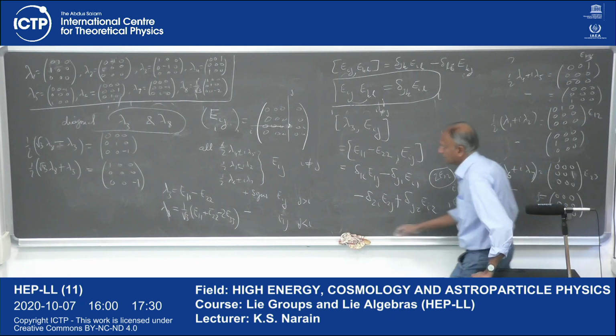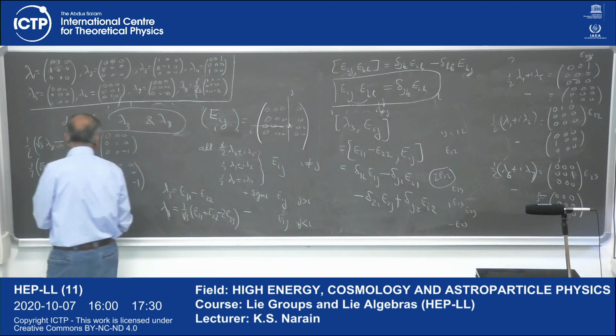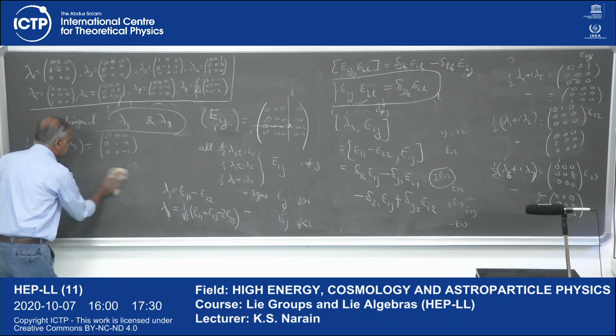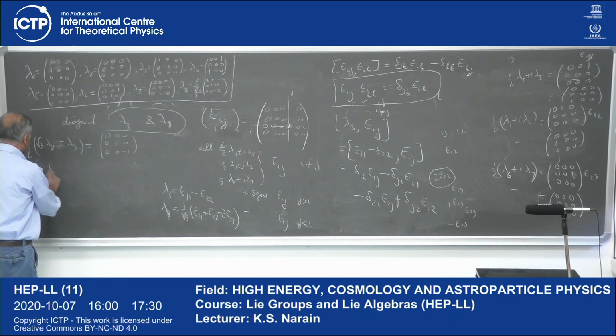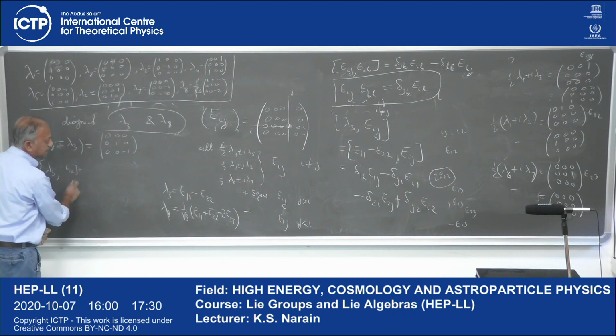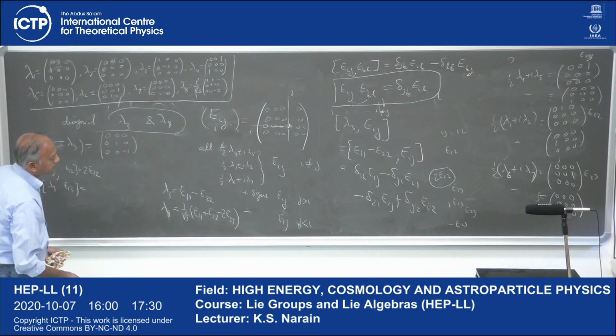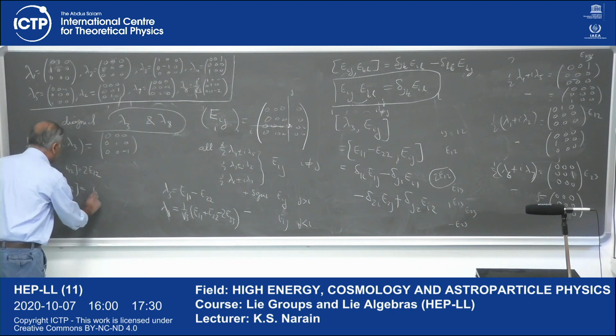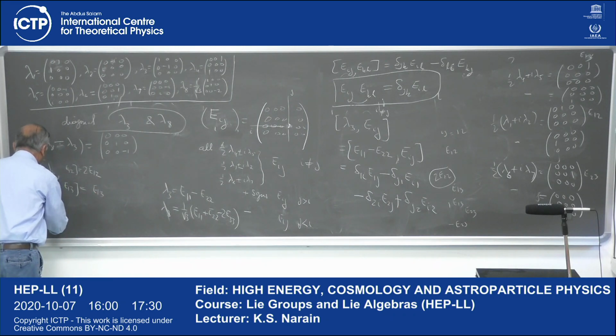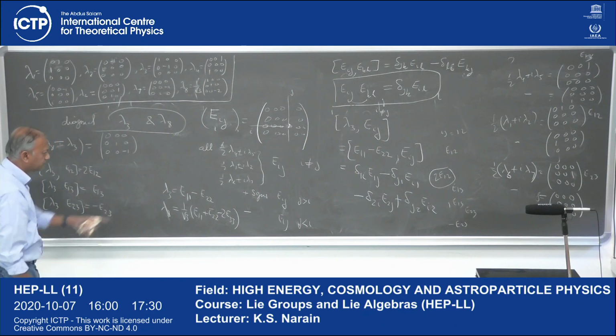Okay. And so what we conclude, I mean, maybe I can erase one of these. We are seeing that lambda 3 commuted with E12 is 2 E12. Lambda 3 with E13 is, we said, 1 E13. And lambda 3 with E23 is minus E23. Okay, I hope I have not made any mistake.